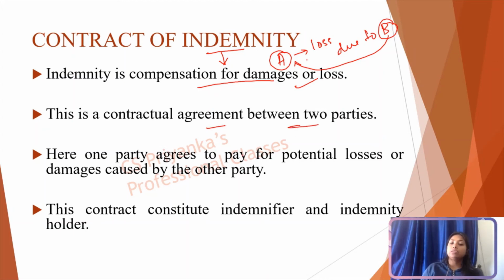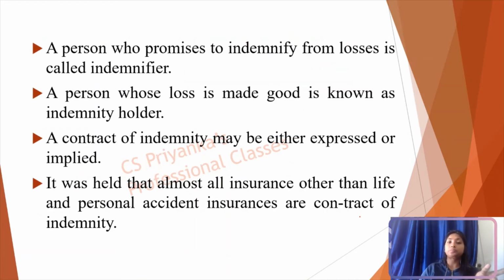Here one party agrees to pay the other party, meaning the party who faces loss will take the amount from the other party who is liable for such loss. Got it? So here one party agrees to pay for the potential losses or damages caused by the other party. Now this contract constitutes two parties. One we call the indemnifier, the other is the indemnity holder.